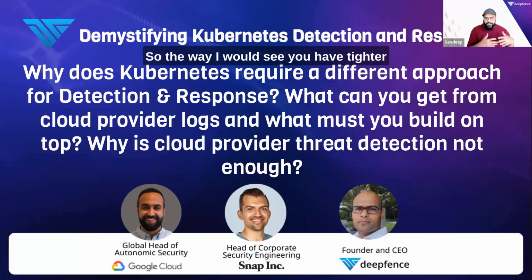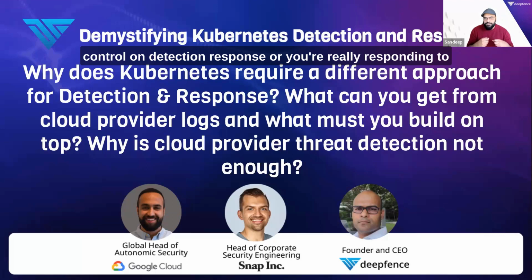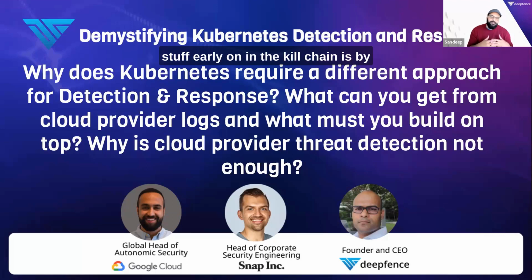So the way I would see you have tighter control on detection and response, really responding to stuff early on in the kill chain, is by looking at things in addition to logs, things like what comes in, what goes out, and what changes.